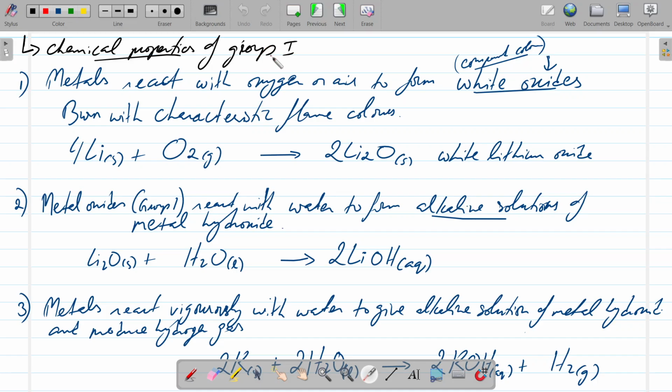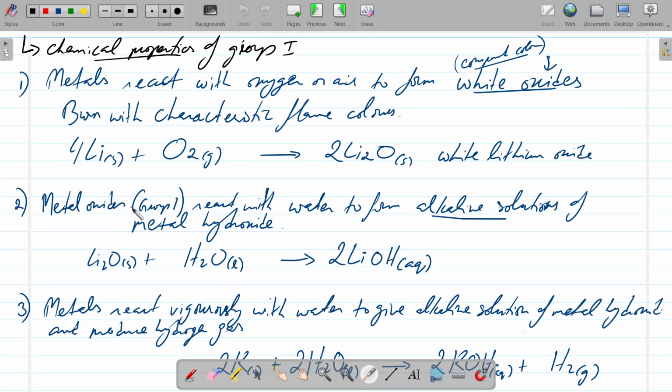Talking about chemical properties of group 1, right? These metals react with oxygen or air to form white oxides, and they burn with characteristic colors. So lithium, right, this is a balanced equation. Lithium reacts with oxygen to give lithium oxide, right? It's white lithium oxide, and the color lithium burns with is red.